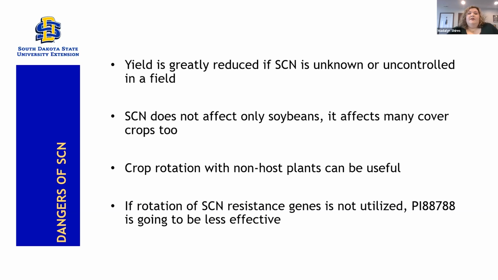Another thing that we are going to continue talking about in this presentation, and you're probably going to hear a lot more about, is that our PI 88788 lines are getting less effective. They're less resistant. SCN is able to feed and reproduce on those plants. And that's something we'll spend a little bit more time talking about in a minute.